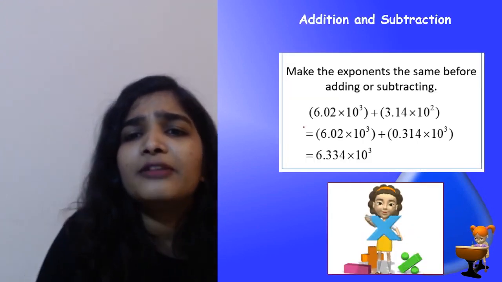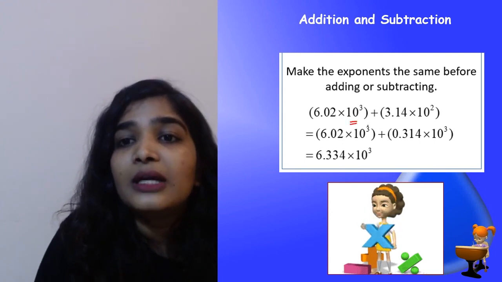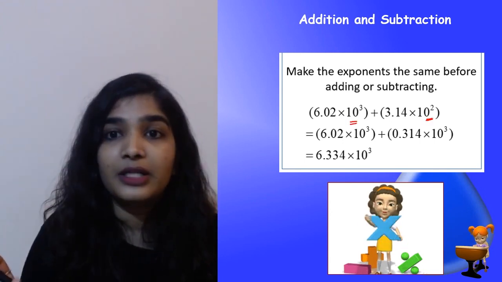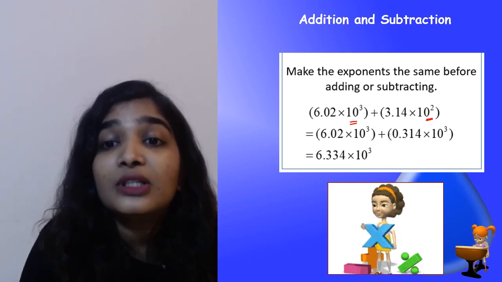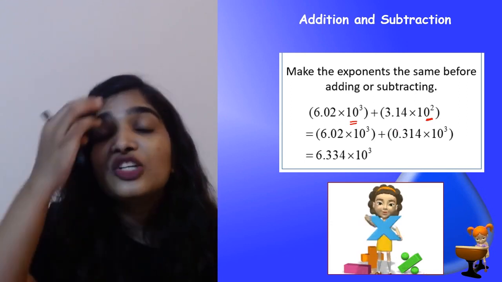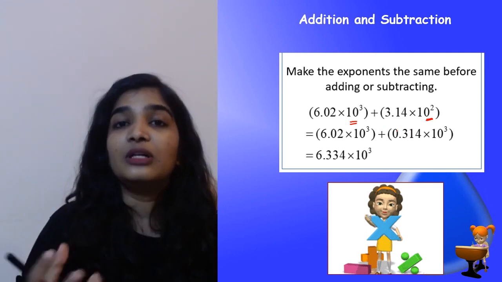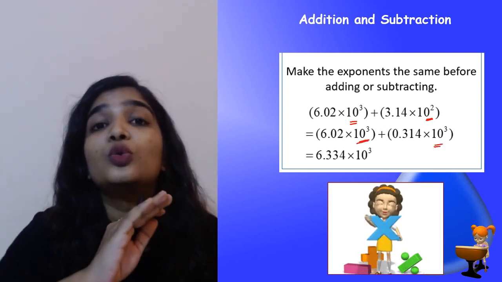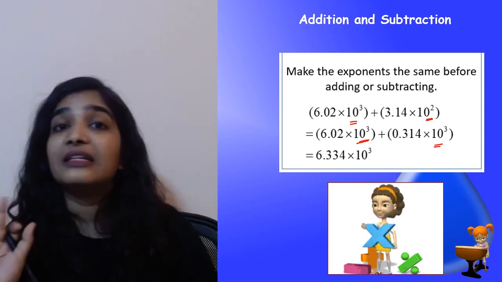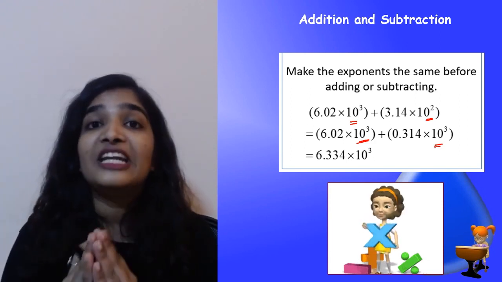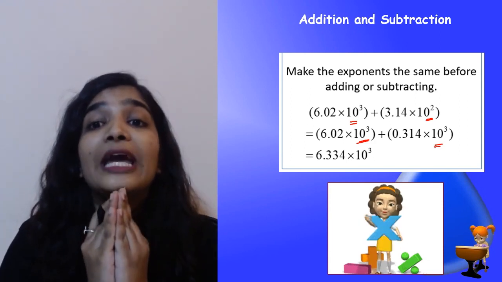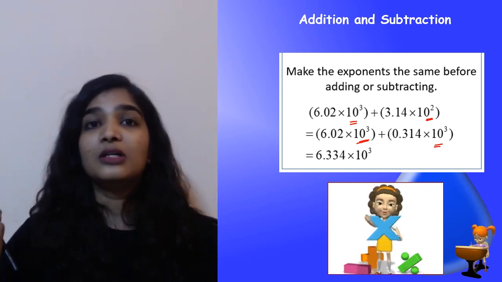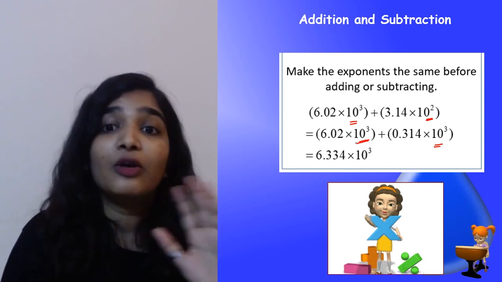So here you have 10 raised to 3 and 10 raised to 2, which are not the same, right? They don't have the same exponent. So the first thing you have to do is change or rearrange the numbers so that you have the same exponent. Otherwise you cannot just add. In addition and subtraction, you cannot add the numbers if the exponents are not the same.